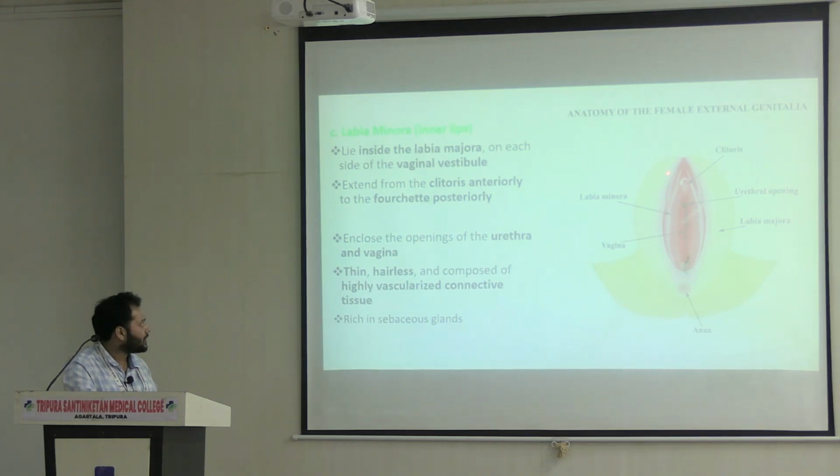So now we can see this was the majora part, which is very thick. Just inside this majora part there is a thin layer which is called the inner lips, and it is the Labia Minora.